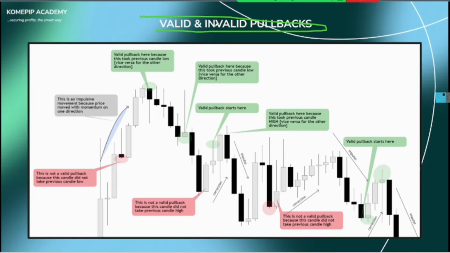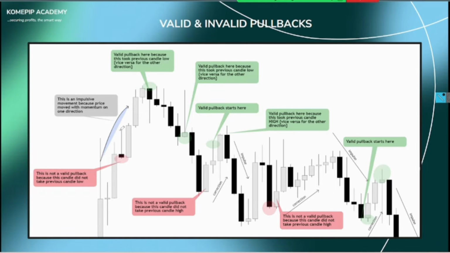But these pullbacks are very important, guys. It can determine whether you'll be profitable or not. We have impulsive, correction, impulsive correction, impulsive, right? And correction, correction, correction, impulsive, correction, impulsive. Now, what did I explain here? Now, take note of this.